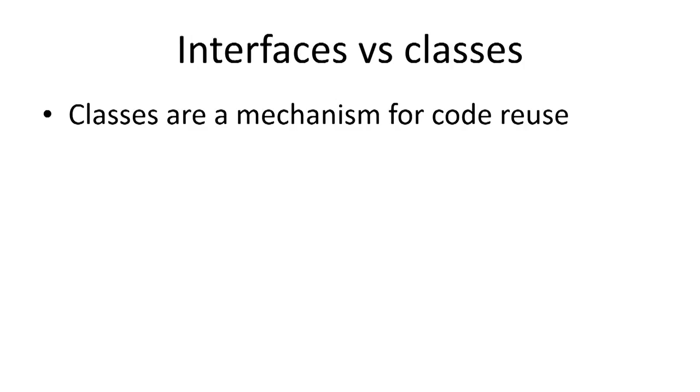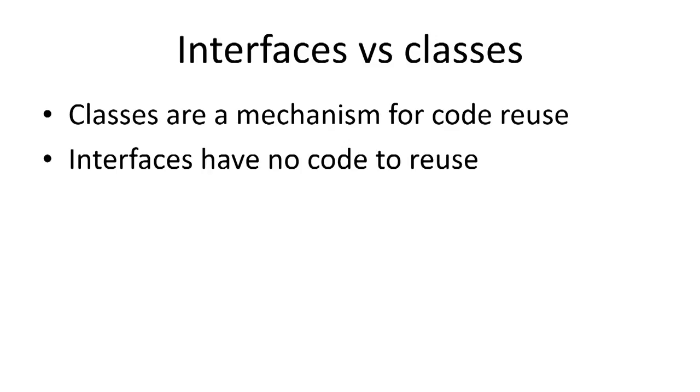There's another way to think about interfaces and classes, though. Classes are fundamentally a mechanism for code reuse. When you inherit one class from another, you're saying, I have some code in this base class, and I would like that code to be used by my derived class so that I don't have to rewrite that code. Interfaces don't have any code in them to reuse. Every method in an interface is an abstract method. There's no code there that you can share.